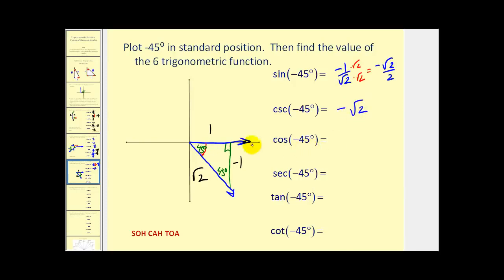Cosine would be the adjacent over the hypotenuse, a +1 over the square root of 2. Rationalized, square root 2/2. Secant would again be the reciprocal of the cosine ratio, square root 2. And tangent of our angle would be the opposite over the adjacent, -1/+1, which equals -1. And the reciprocal would still be -1.